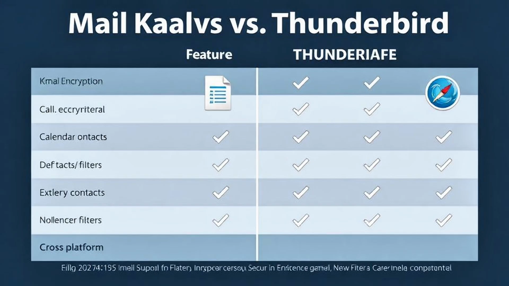Lastly is the feature comparison and verdict. So both support encryption, calendar, contacts, and filters. So Thunderbird wins on the cross-platform support and extensions, while KMail excels in KDE integration and PIM features.